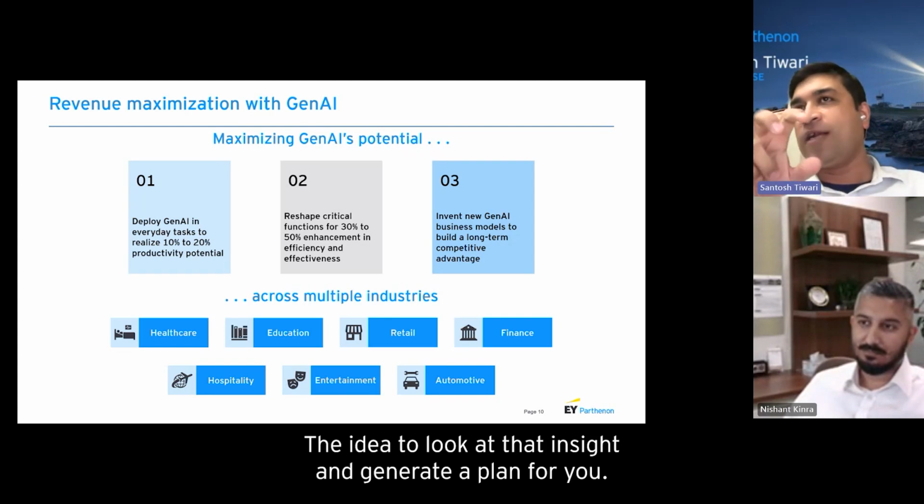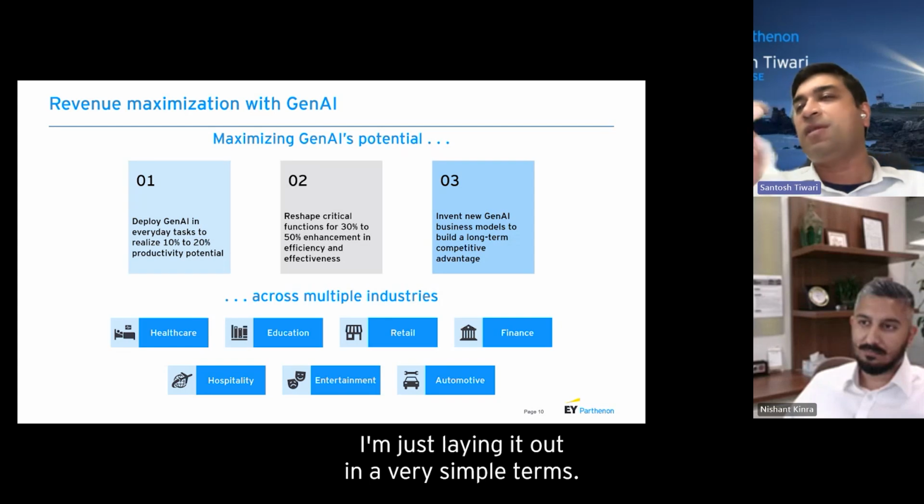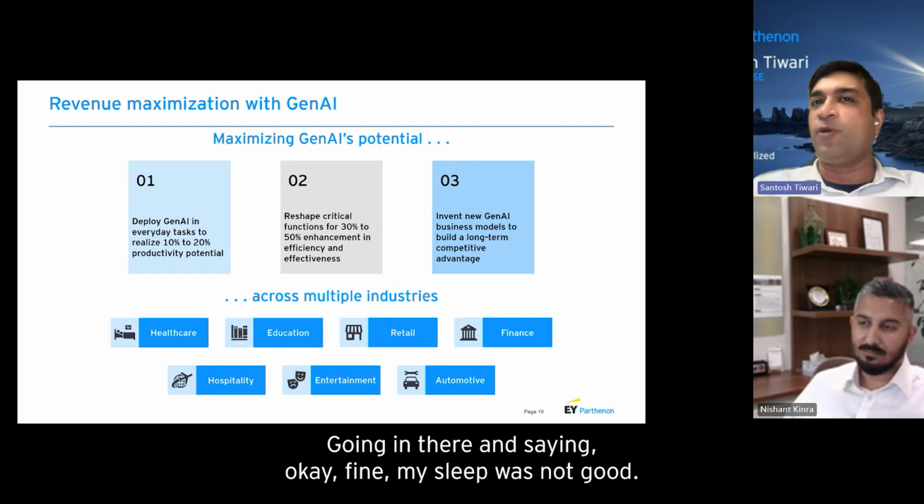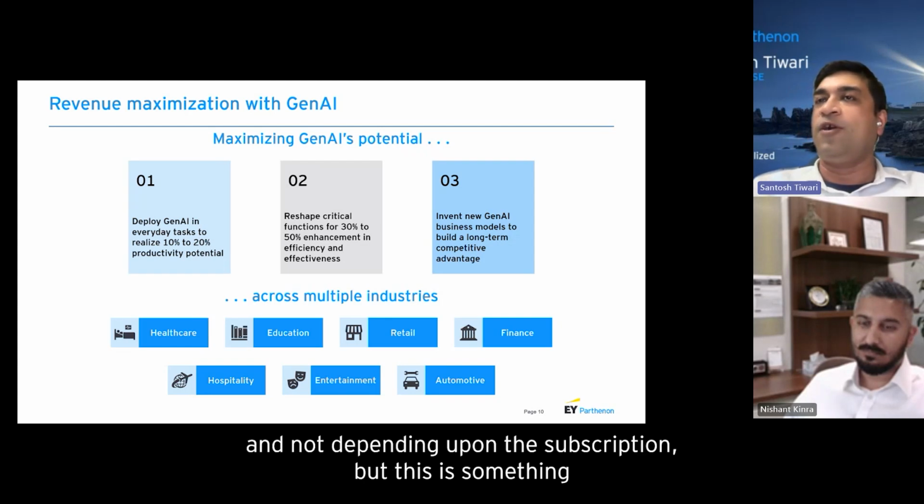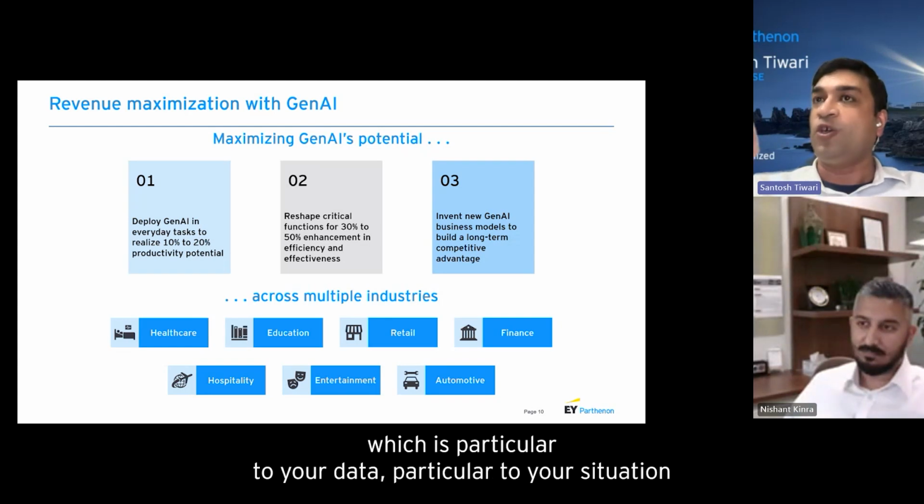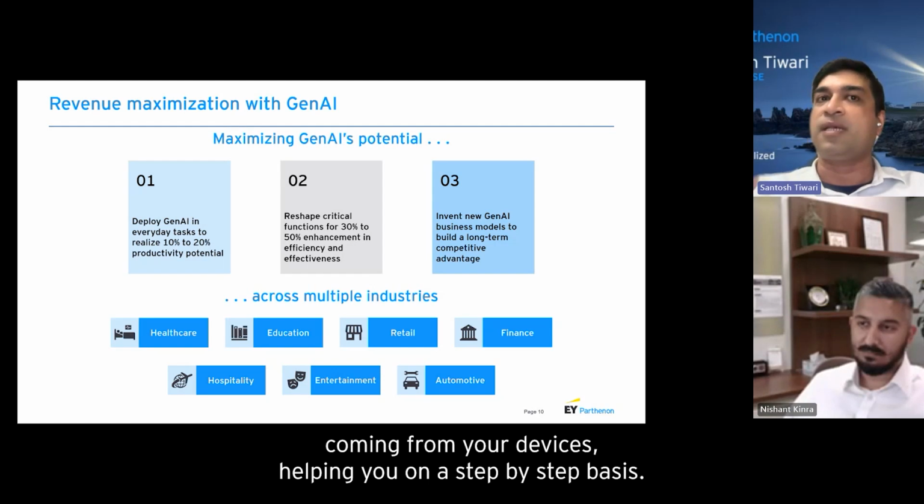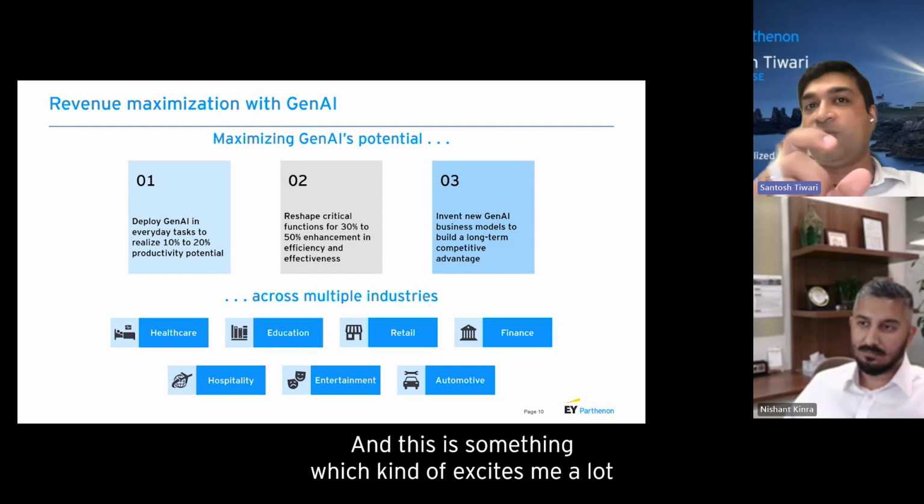The idea is to look at that insight and generate a plan for you, laying it out in very simple terms, saying, okay, fine, my sleep was not good. Can you give me an idea about what my sleep pattern should be? And not depending upon a subscription, but something particular to your data, particular to your situation, coming from your devices, helping you on a step-by-step basis. And this is something which excites me a lot.